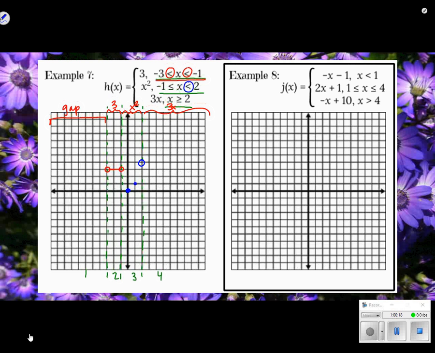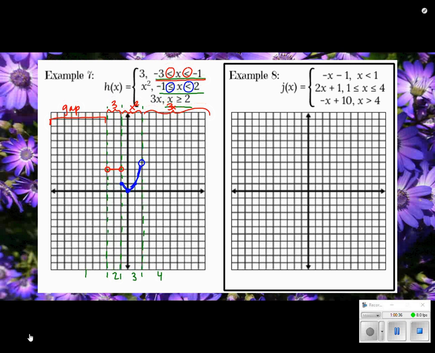Okay, so I've got to the right. Let's look to the left. I could go up one, left one from my vertex. And looky there, I can put a closed circle. So I have a closed circle here as well. And that's about all we get with that quadratic.